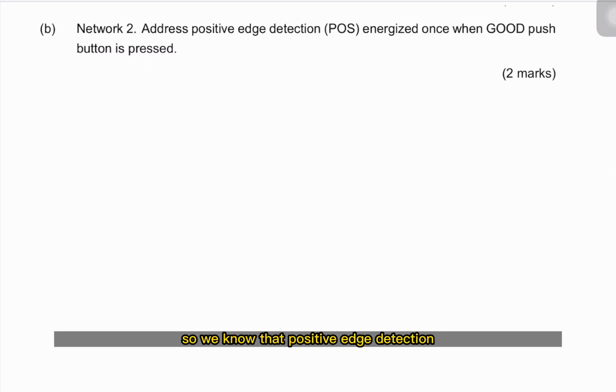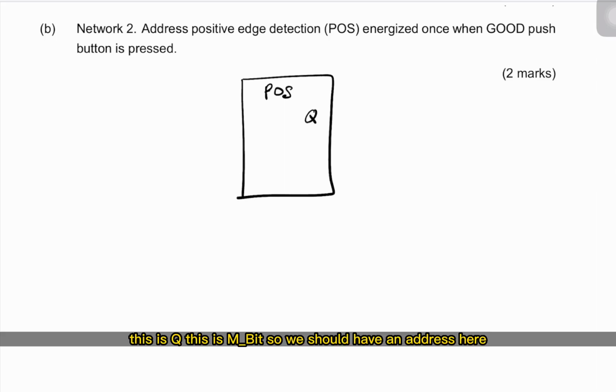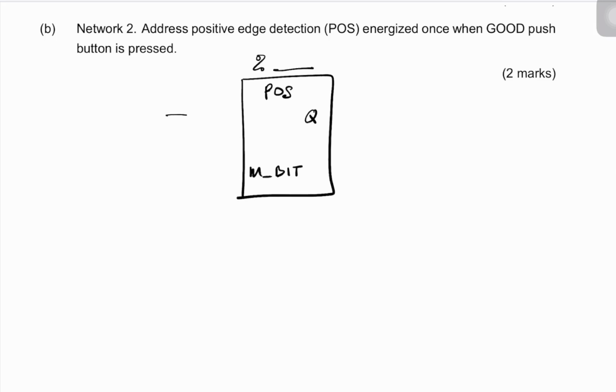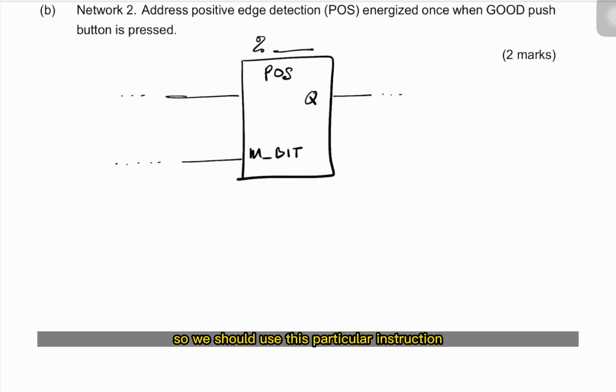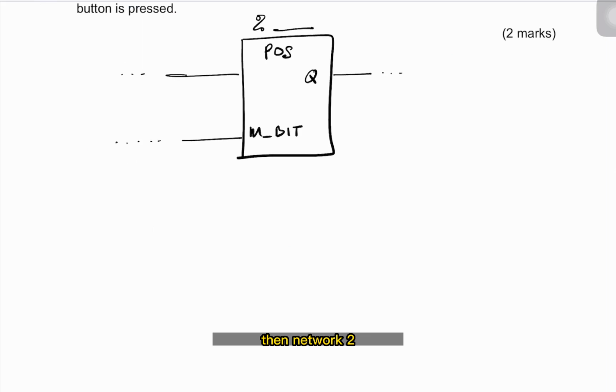So we know that the positive edge detection instruction looks like this. This is Q, this is M bit. So we should have an address here. So we should use this particular instruction for network 2.